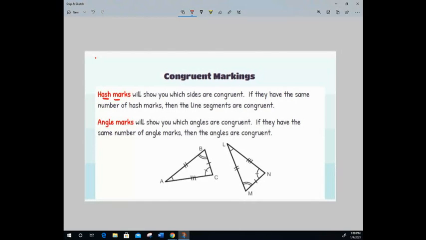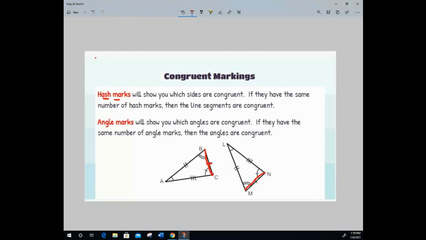If they have the same number of hash marks, then the line segments are congruent. So let's take a look at these two triangles. If you notice, line segment BC has only one tick mark. If we look over at the other triangle, the other line segment that only has one tick mark is line segment NM. So because of that, those two line segments here and here are congruent.